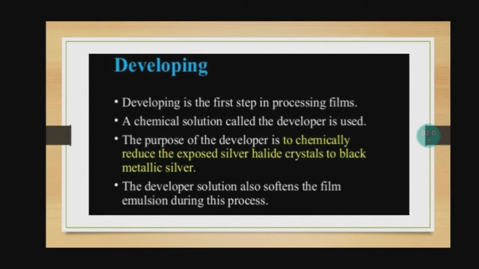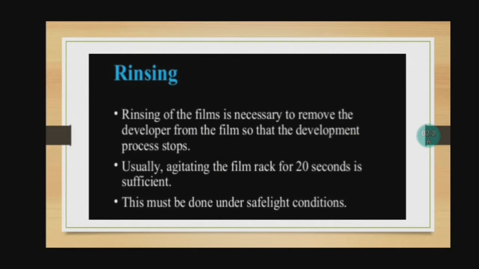First, developing. Developing is the first step in processing films. A chemical solution called the developer is used. The purpose of the developer is to chemically reduce the exposed silver halide crystals to black metallic silver. The developer solution also softens the film emulsion during this process.